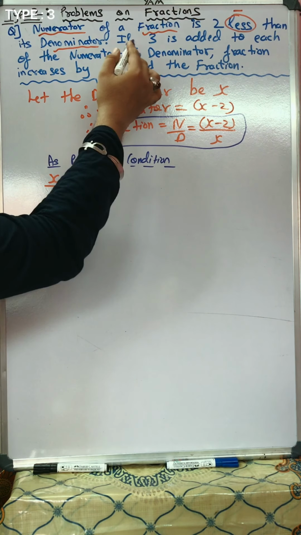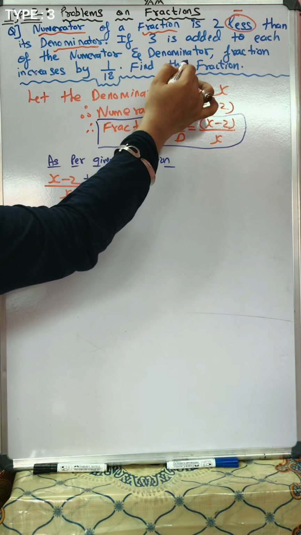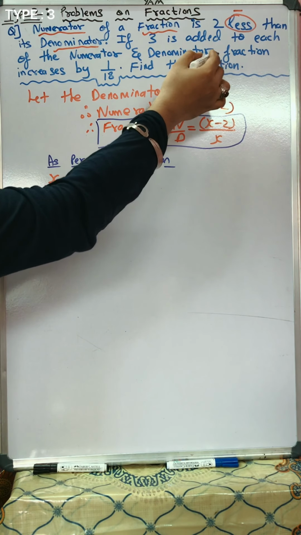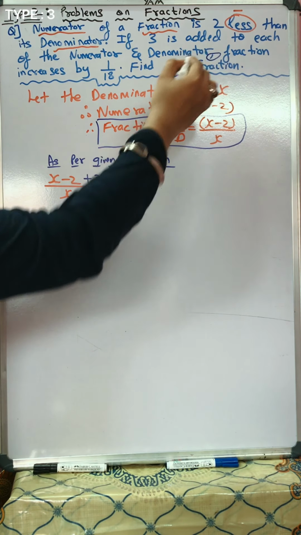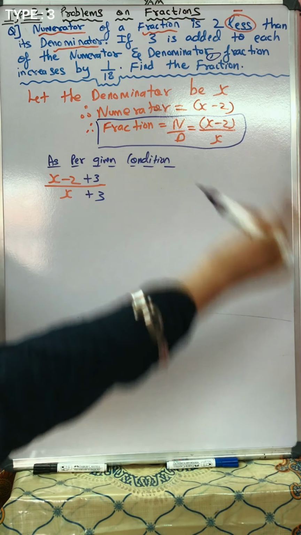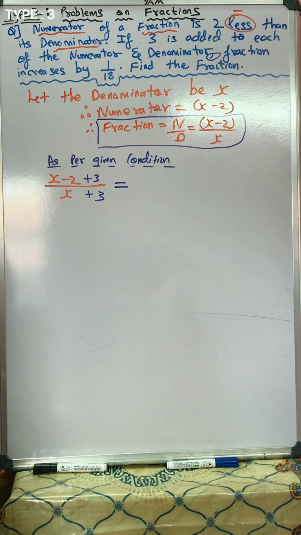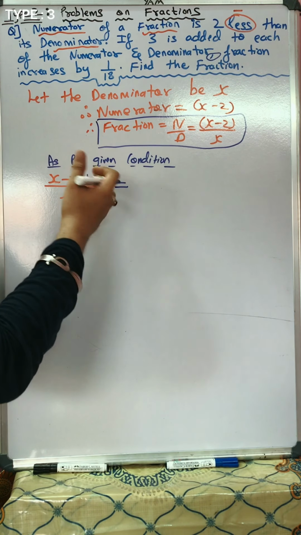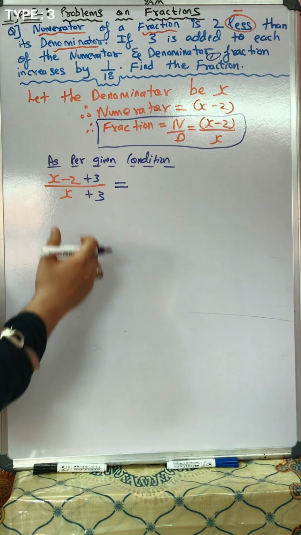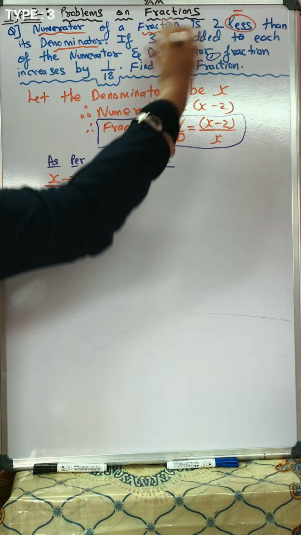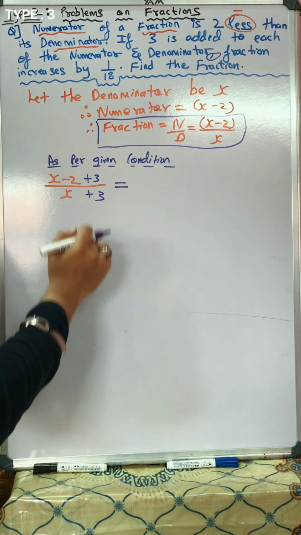Why is plus 3 plus 3 written? If 3 is added to each numerator and denominator, comma. Now pay attention, the comma indicates an equal to sign. So when 3 is added to the numerator and denominator, then the comma indicates 'then'. That means the equal to sign.